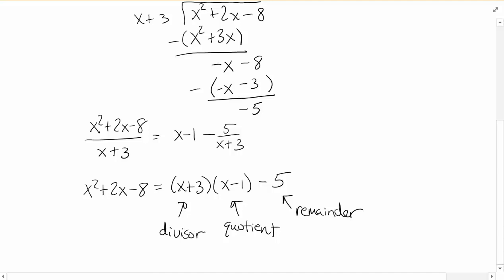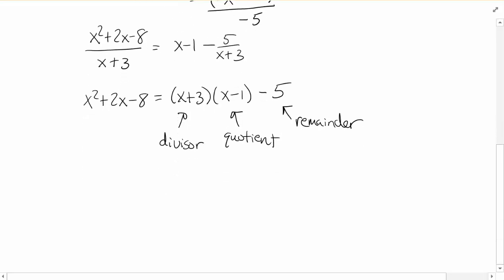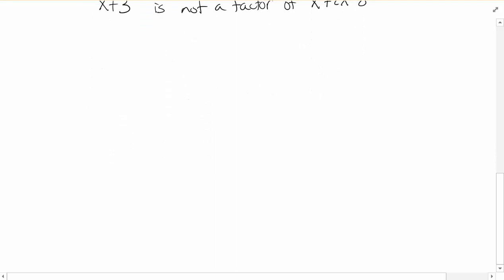What this does is you can see that x minus 1 is not a factor of x squared plus 2x minus 8. And you can also see x plus 3 is not a factor of x squared plus 2x minus 8, because it's not just the product x plus 3 times x minus 1. There's also this negative 5. You're off a little bit. So what this means, again, is we were dividing by x plus 3, so usually focus on that. X plus 3 is not a factor of x squared plus 2x minus 8. And again, the reason is because we did not get a remainder of 0.